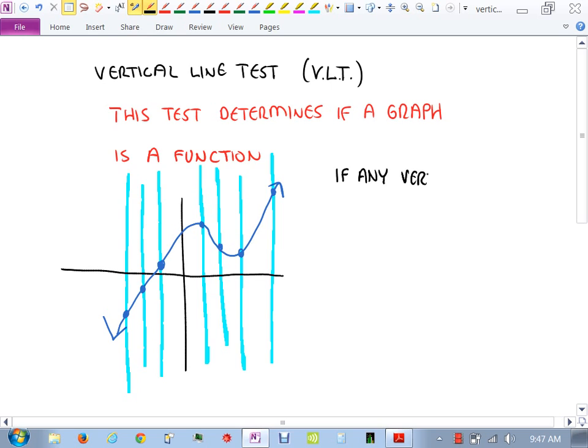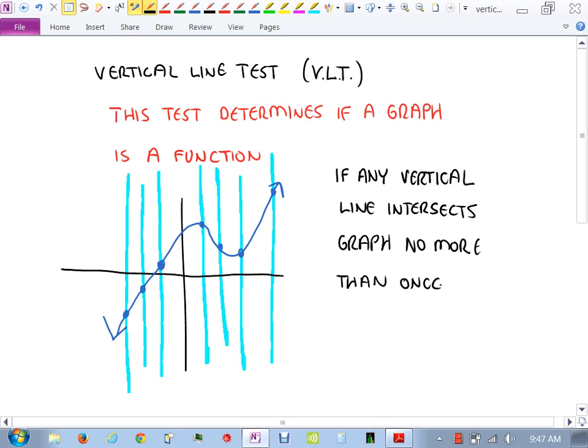vertical line intersects or hits the graph no more than once, then it is a function.